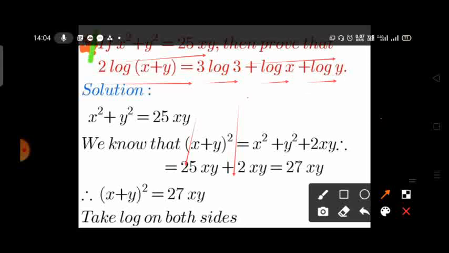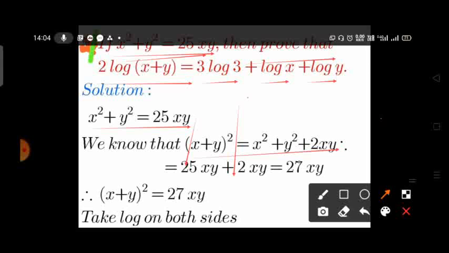See, here is the solution. In our sum, the first condition is x square plus y square is equal to 25xy. So the same has been written here. We know that x plus y whole square is equal to x square plus y square plus 2xy. This is our formula. Previously we learned about it.